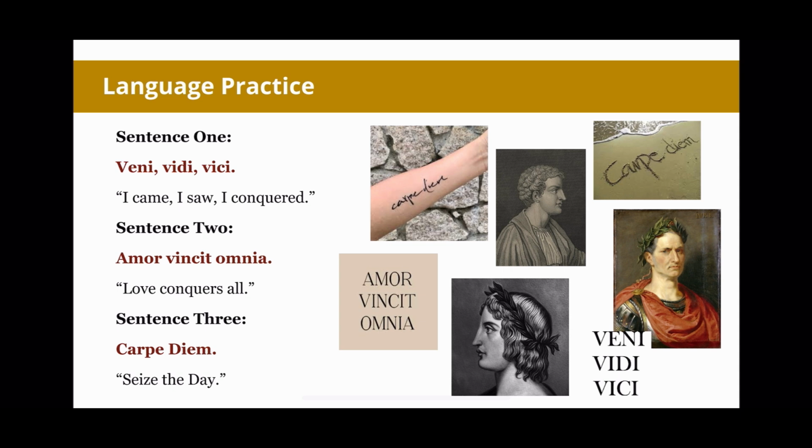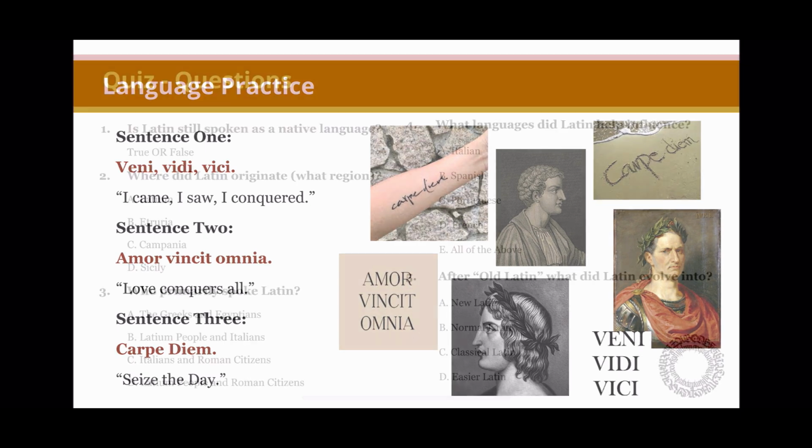And then the second sentence is a famous line from the Roman poet Virgil. It states Amor vincit omnia, which means love conquers all in English. And then lastly, probably the most famous Latin phrase comes from the poet Horace, and it states carpe diem, and that means seize the day. And some of the pictures that are included over to the right showcase just how common and popular they are, and how much they are everywhere in society, even today.